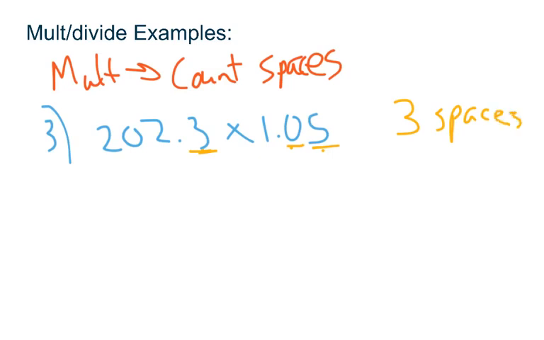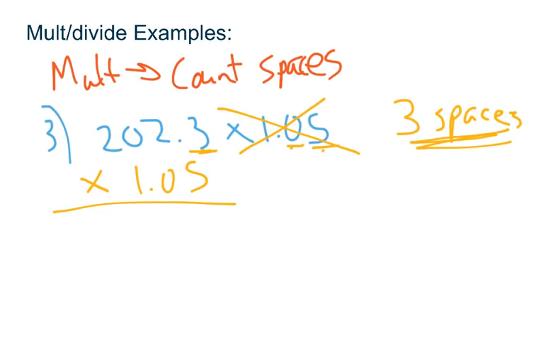Just like I did with addition and subtraction, I'm going to get rid of that and make it a vertical problem. Now, when you're doing it vertically, it doesn't matter if you line everything up. You just have to put the digits there. So 1.05. And at this point in time, we ignore the decimal because we've already addressed the decimal over here by counting 3 spaces. And so now it's just a multiplication problem.